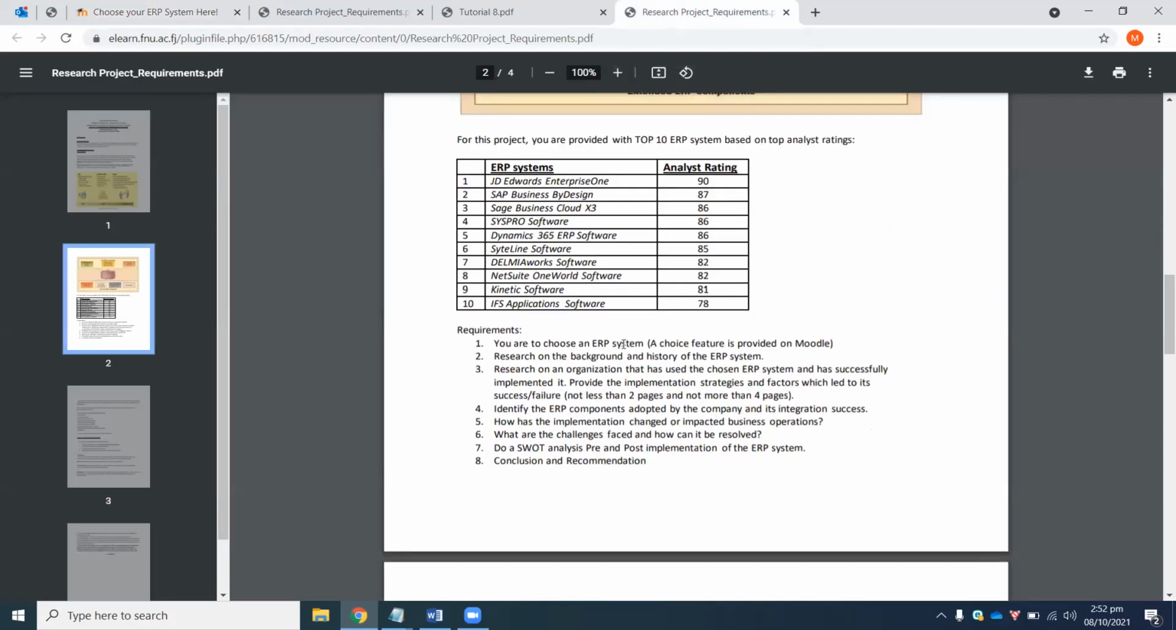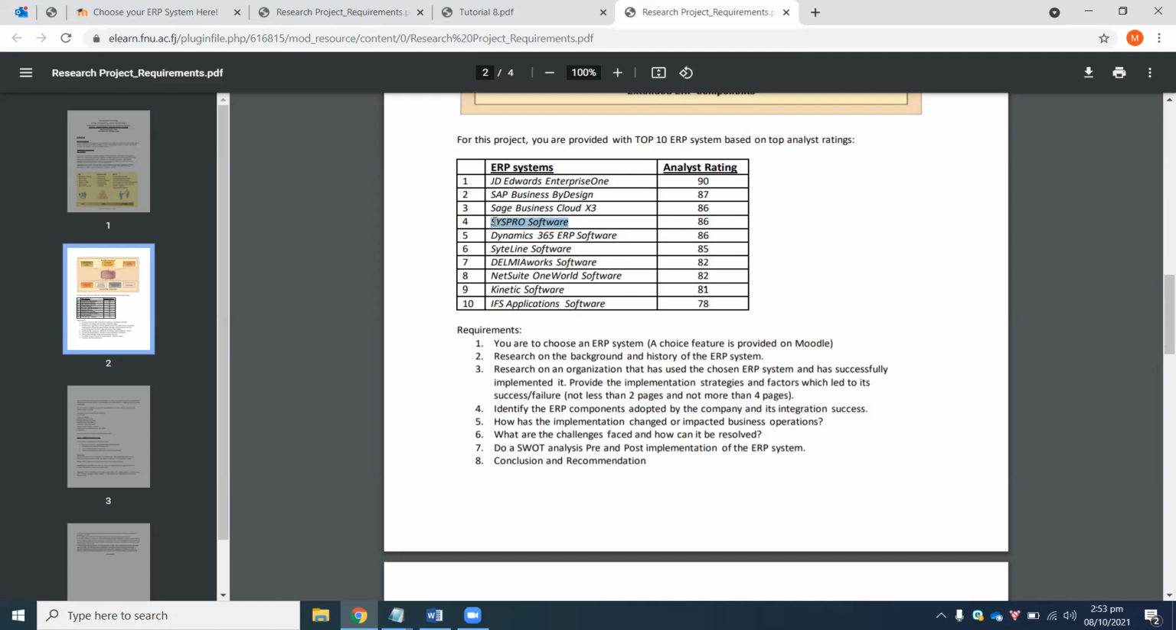You have to choose an ERP system. A choice feature is provided on Moodle, as I mentioned earlier. Now research the background and history of the ERP system. Then go and research an organization that has used the chosen ERP. That means if you have chosen SysPro software, go and do a background check on that. After that, research an organization that has used SysPro software and has successfully implemented it.